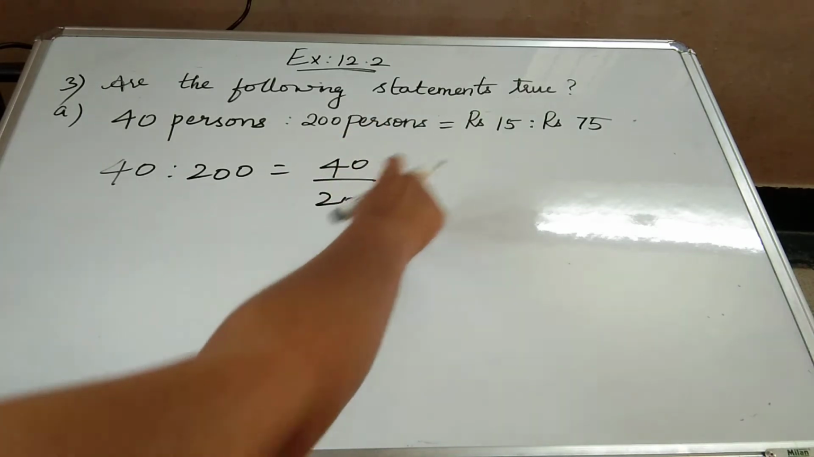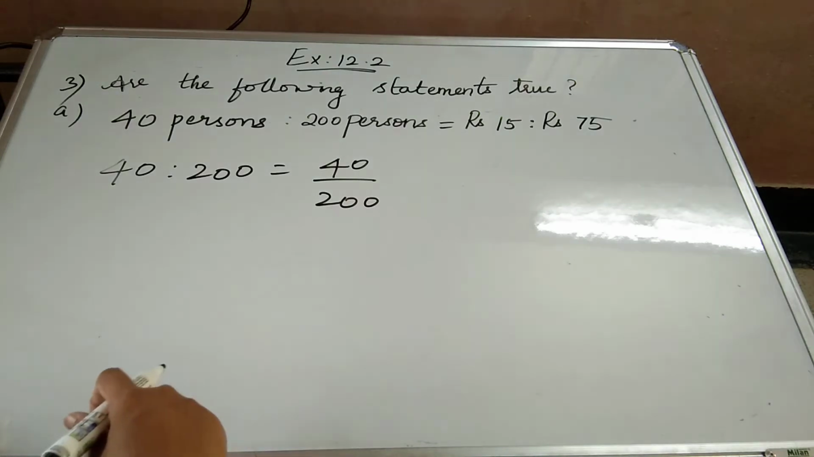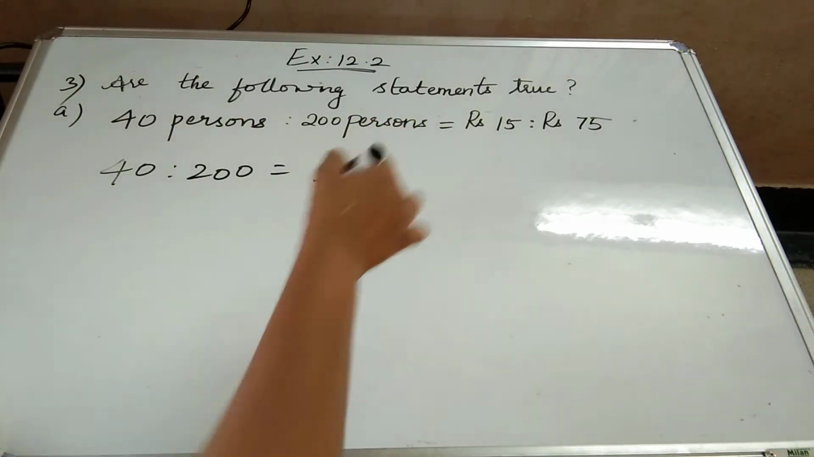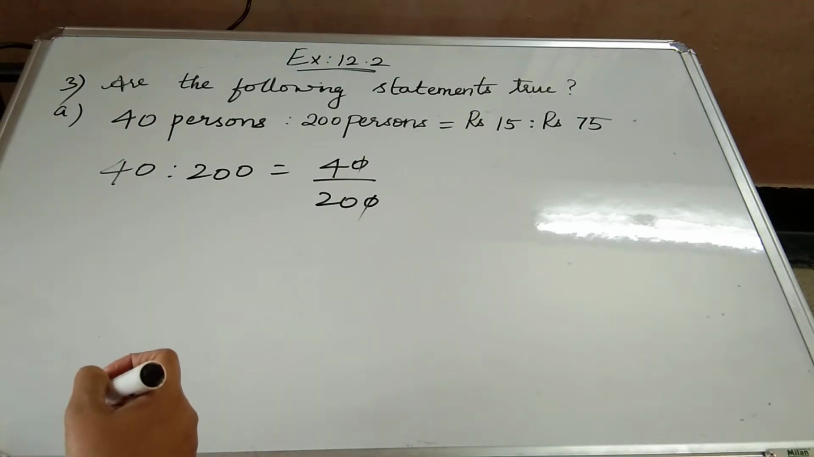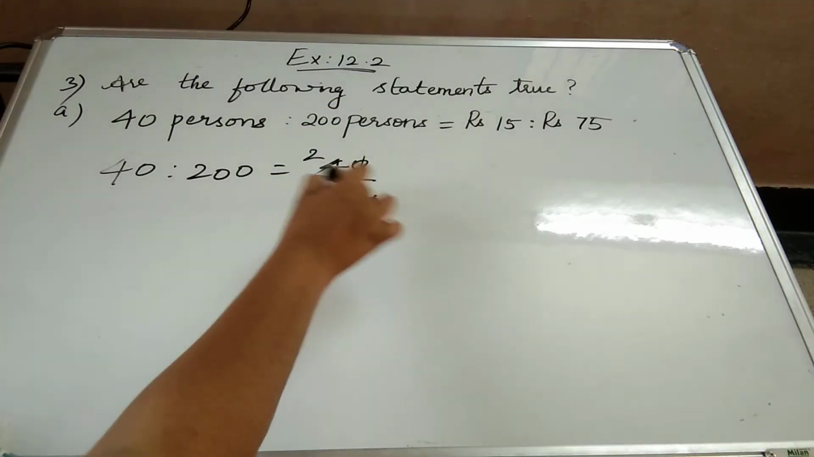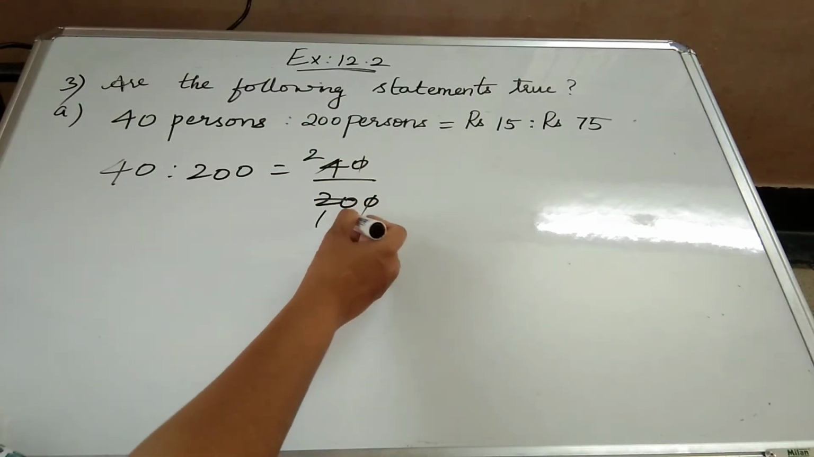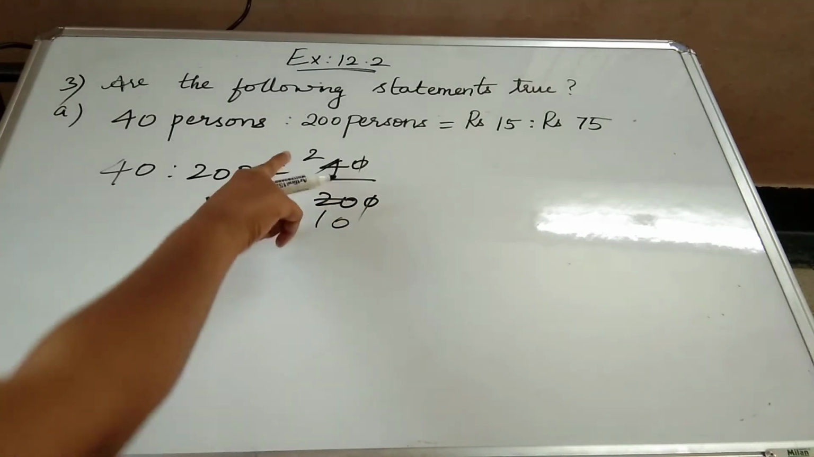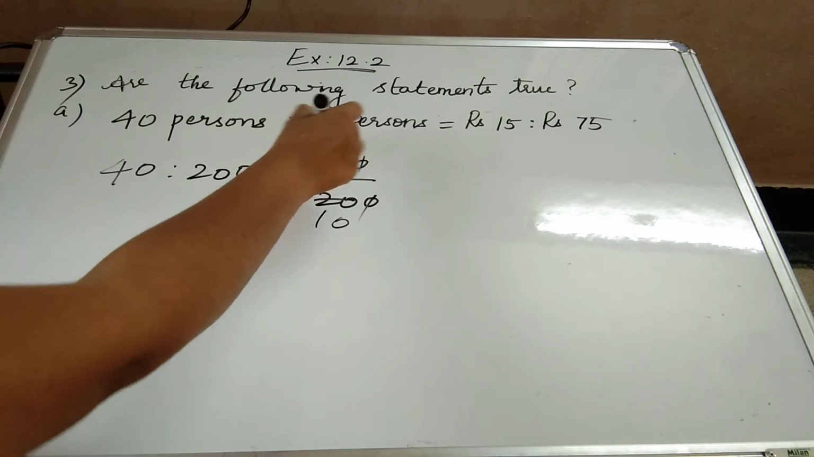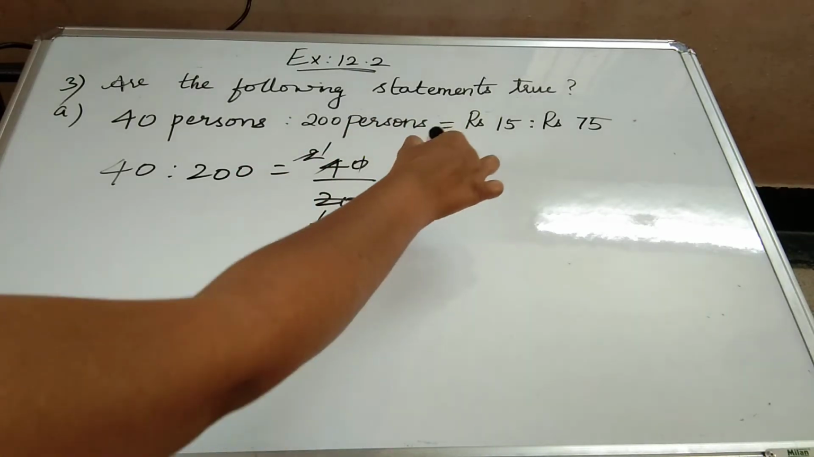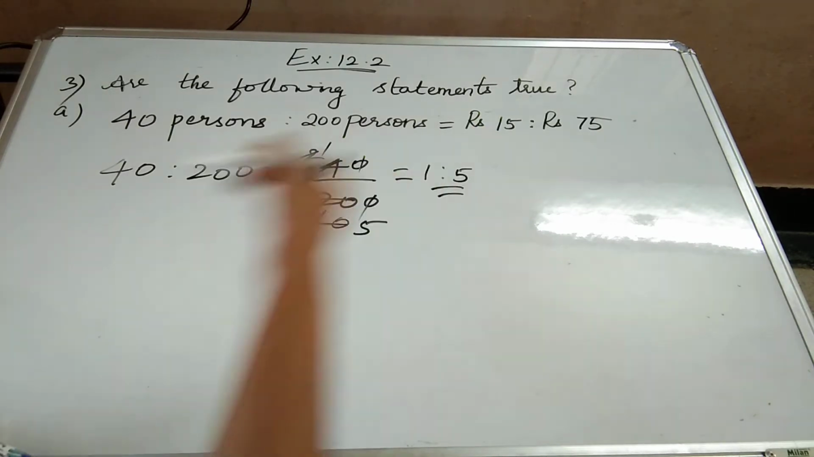Now 40 divided by 200, we have to make it the simplest form. One 0 from the numerator and denominator we can cancel. Now 4 and 20, so in the 2 table we can cancel them. 2 2s are 4, 2 10s are 20. So 1 and 0. Now 2 and 10, again 2 table: 2 1s are 2, 2 5s are 10. So 1 divided by 5 is 1 is to 5.